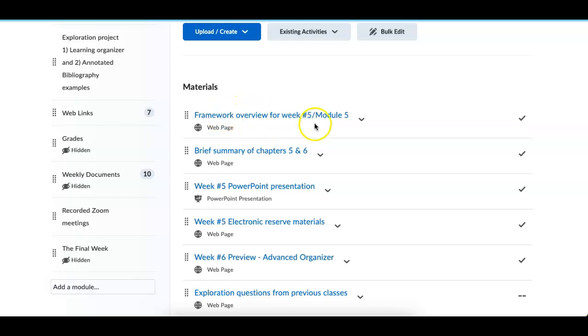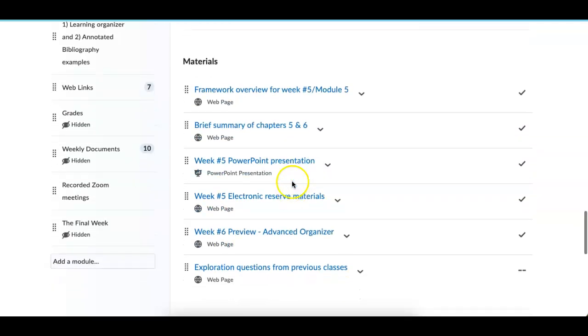What else? Okay, here's the framework for the week. Brief summary of the chapters. Pretty comprehensive PowerPoint I put together on andragogy and self-directed learning. We have the electronic reserve articles. Preview for week number 6. So once again, we're making progress.